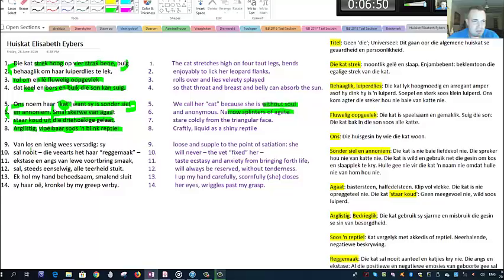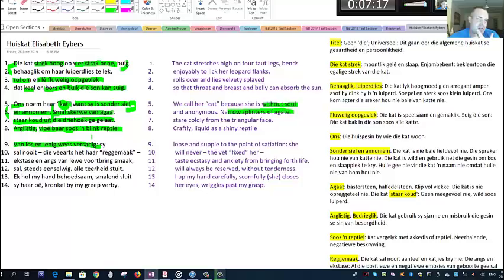Van los en lenig wees. Versadig, from being sort of loose and flexible and supple, she is satiated. She's to the point of satiation. She's full. The whole aura about this cat is just being lean and flexible. Almost like the cat looks like it's showing off, like it's a bit arrogant. She's got a bit of a superiority thing here.